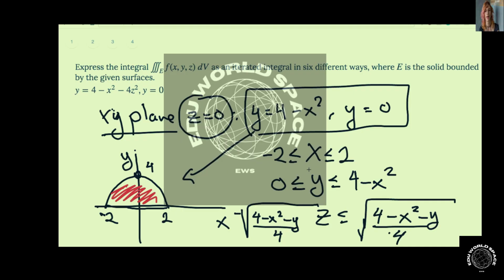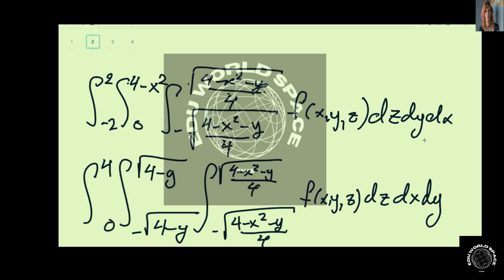So we can see the bounds on x, -2 to 2, bounds on y, 0 to 4 minus x squared, and then the bounds on z. Well, it's just what happens when we solve for z here, okay? We can see that we can put this into this integral, integrating z, then y, then x.